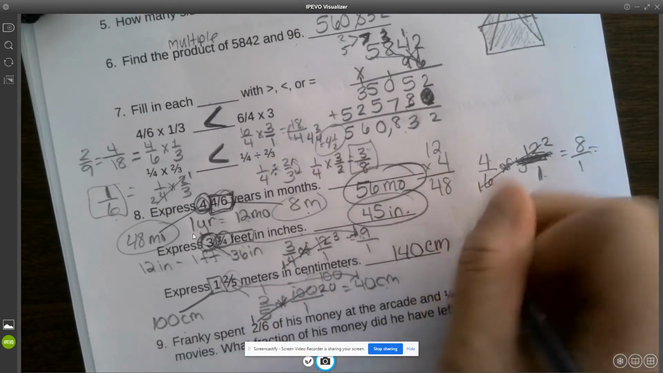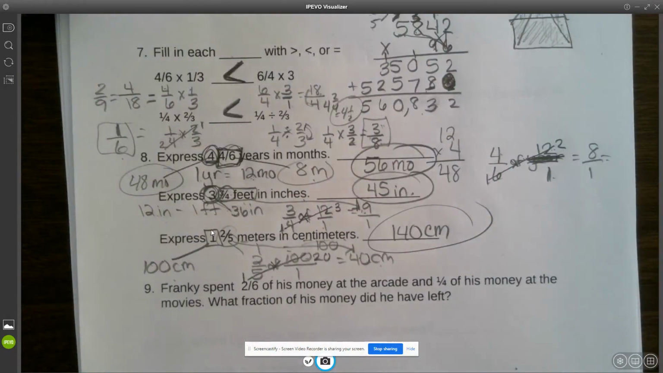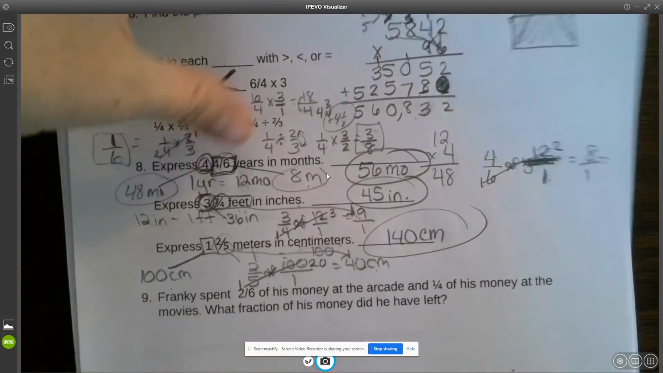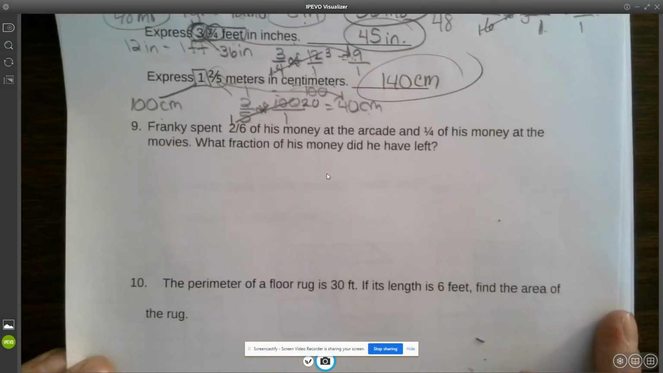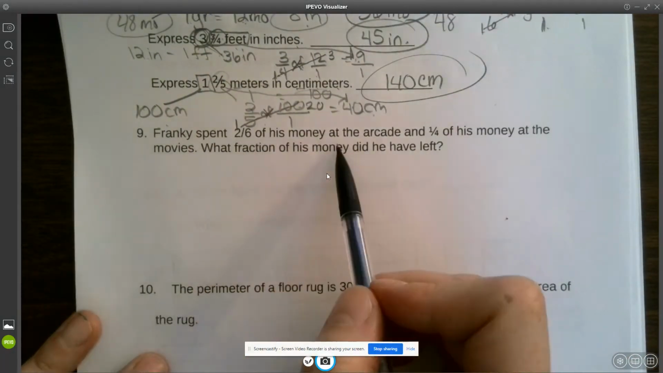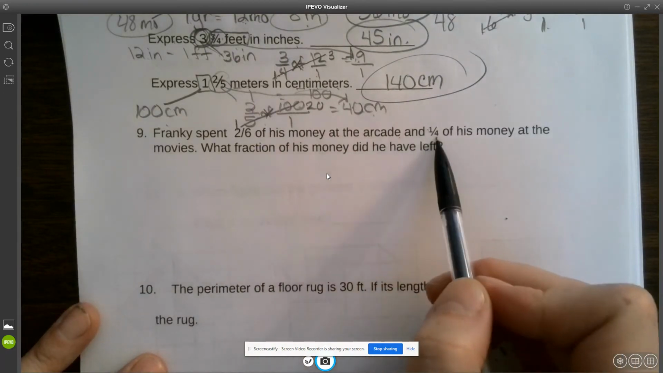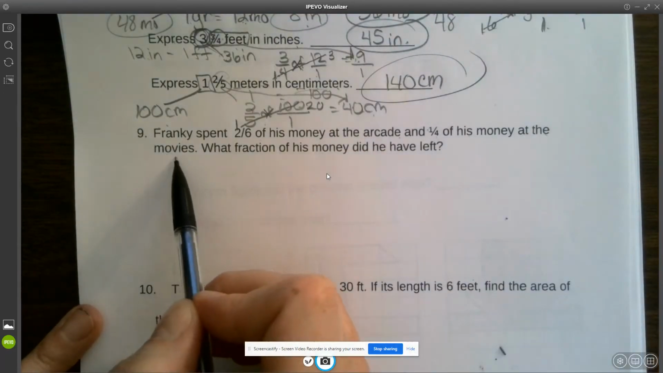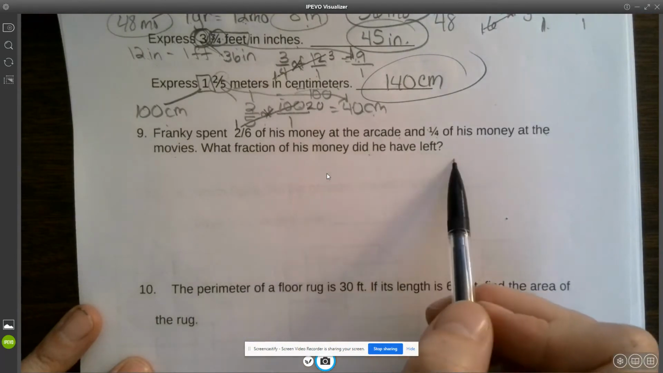140 centimeters. And that's for that. I'm going to stop right there and I'll come back in a second. All right, so now we're going to go on to number 9, the story problems. It says Frankie spent 2/6 of his money at the arcade and 1/4 of his money at the movies. What fraction of his money did he have left?